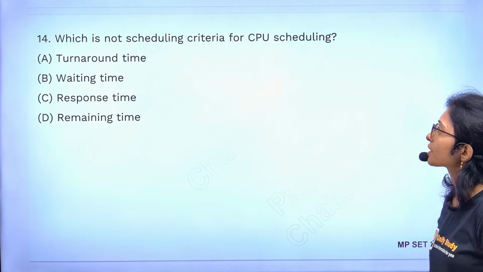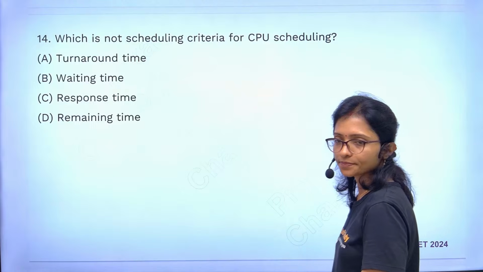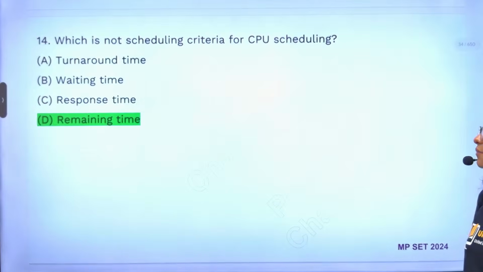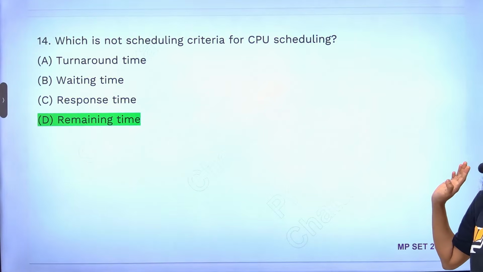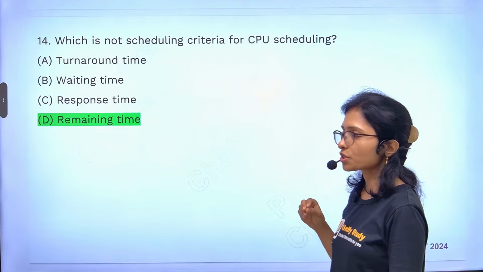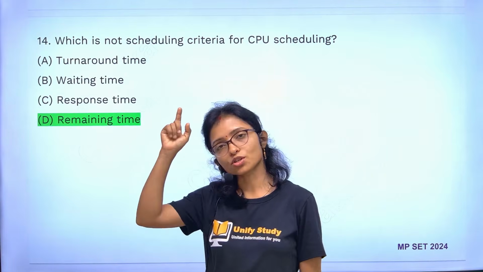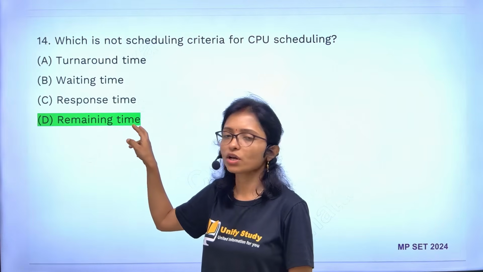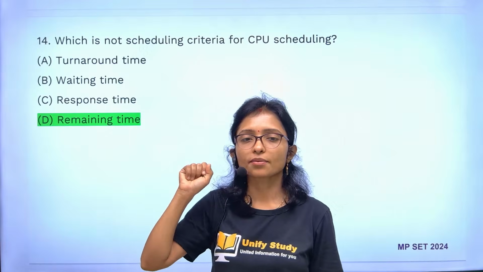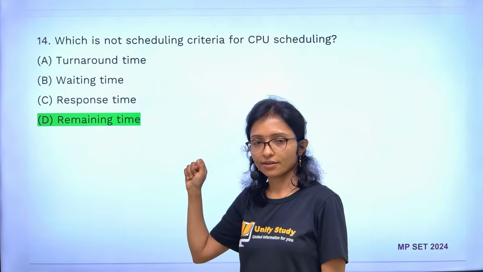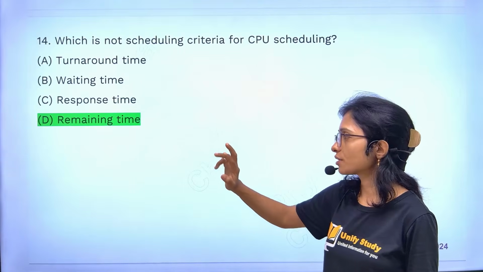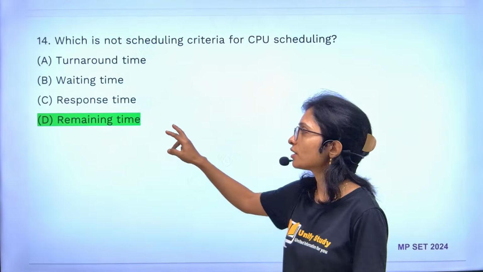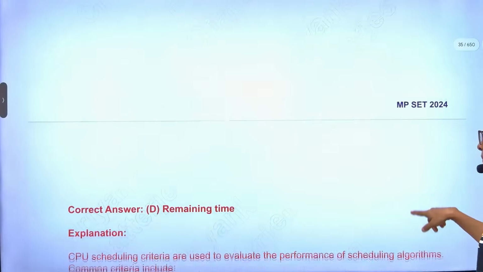Which is not a scheduling criteria for CPU scheduling? Yes. Remaining time. Here it is not a scheduling criteria, because normally in all the CPU scheduling algorithms, whenever we are solving the numericals, we compute response time, waiting time, turnaround time. Remaining time is only required for shortest remaining time first. Other than that, everywhere it is not required. So that's why it is not always required. For some particular algorithms it is required. So we will go for this one.